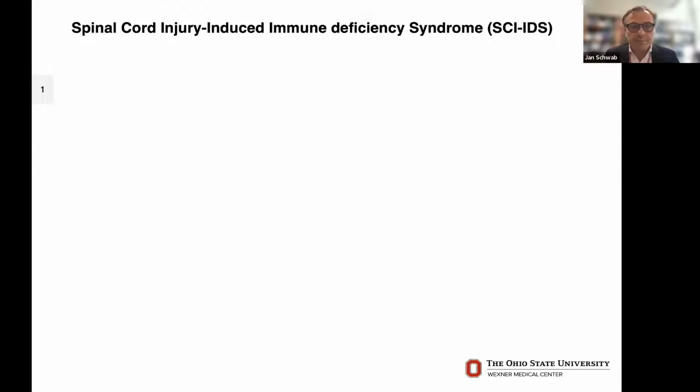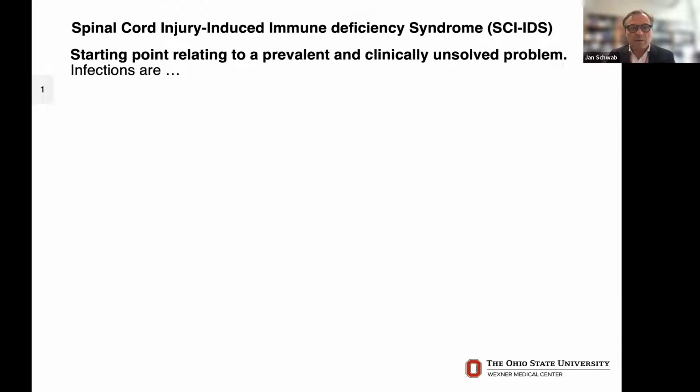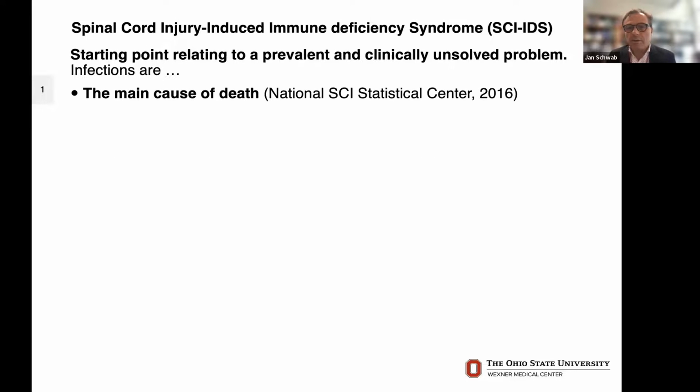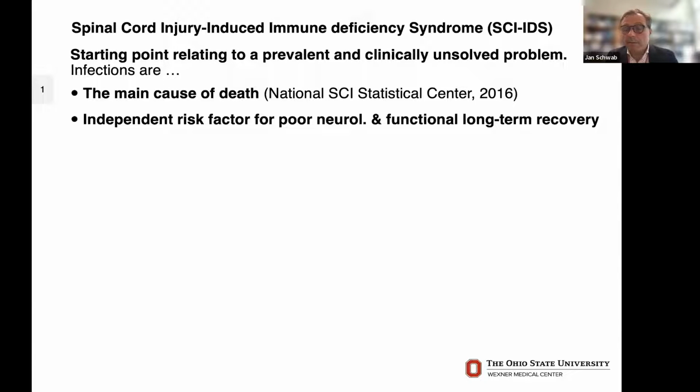So let's get started with the spinal cord injury-induced immune deficiency syndrome, and I take you on a journey which is now about 2.5 decades, almost 3 decades, following this research. The starting point is a clinically relevant, prevalent, but largely unsolved problem: infections are to this day the main cause of death, both after acute and chronic spinal cord injury, and infections are also independent risk factors for poor neurological and functional long-term recovery.